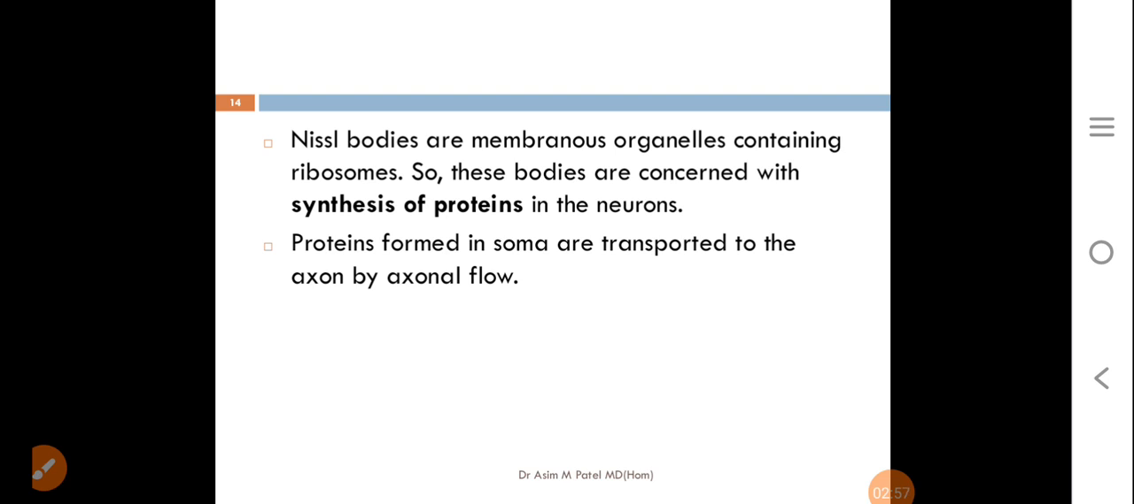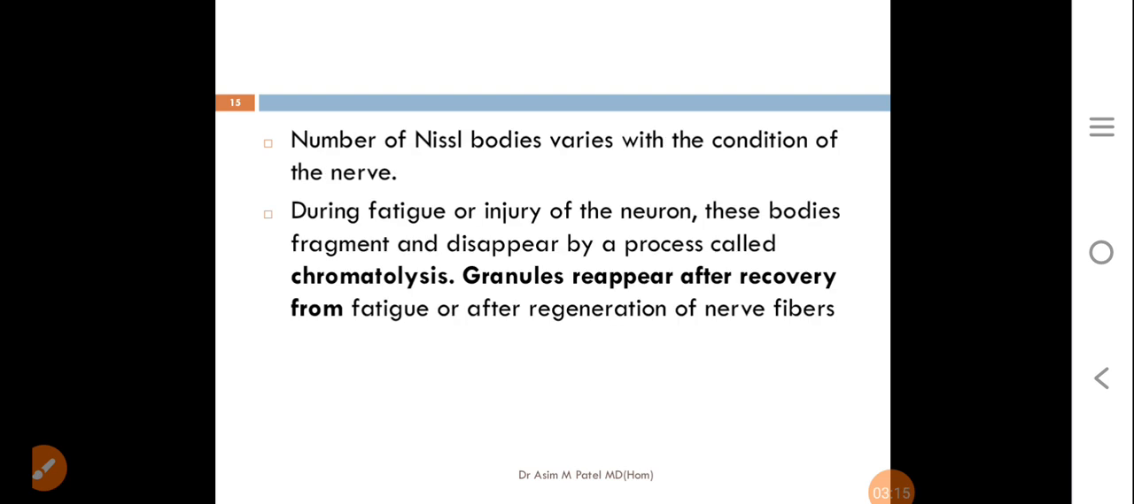These nissl bodies, these are the membranous organelles which contain ribosomes. That is why they are concerned with the synthesis of proteins here. Proteins are formed there in the nerve cell body and they are transported to the axon by axonal flow. Now, this number of nissl bodies is variable depending upon the condition. In case of any nerve injury or fatigue of the neuron, the number of nissl bodies or nissl granules decreases, and the nissl bodies will again reappear during the recovery.